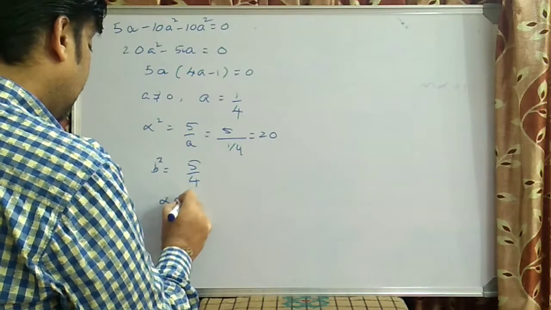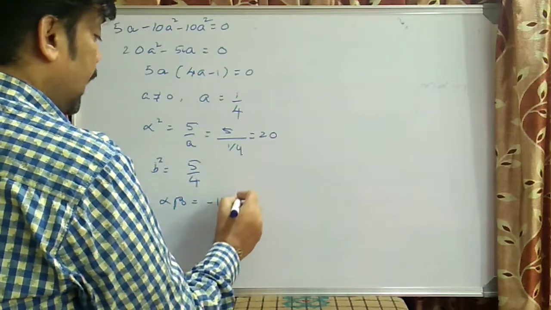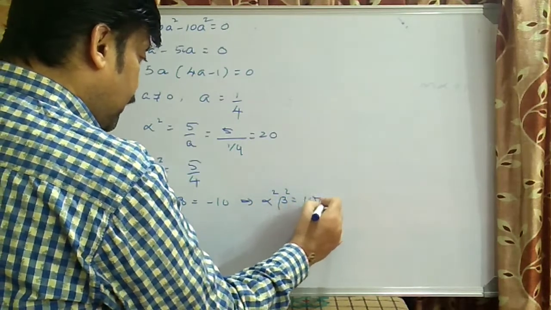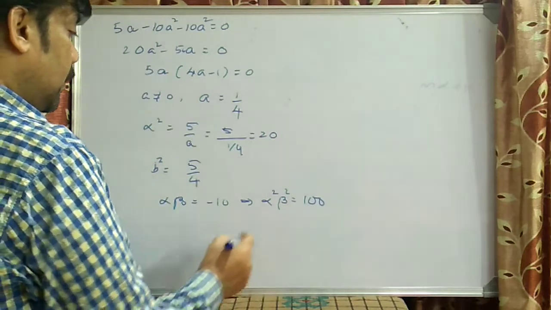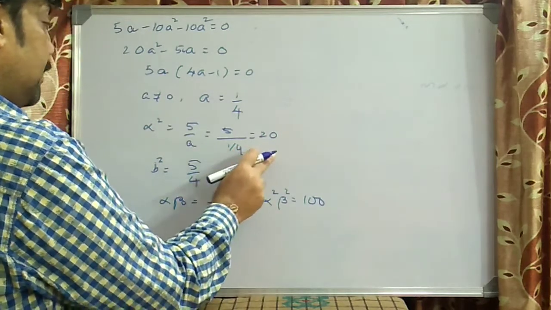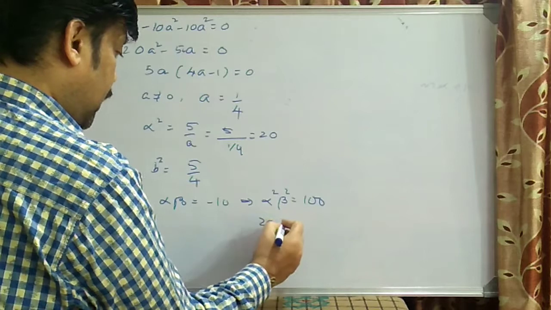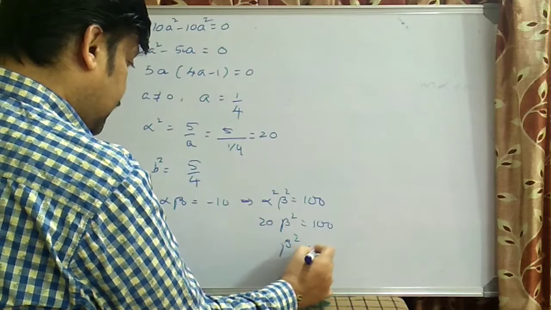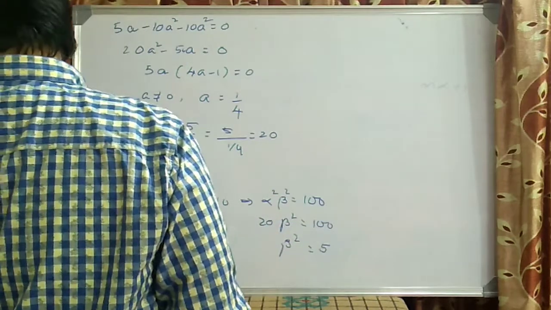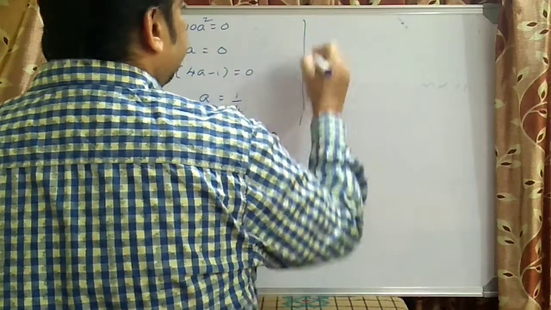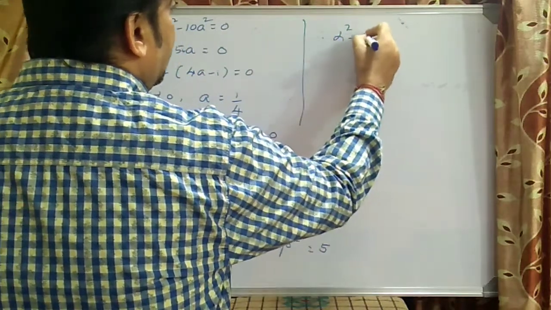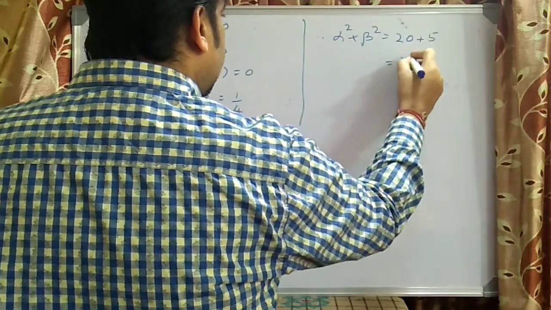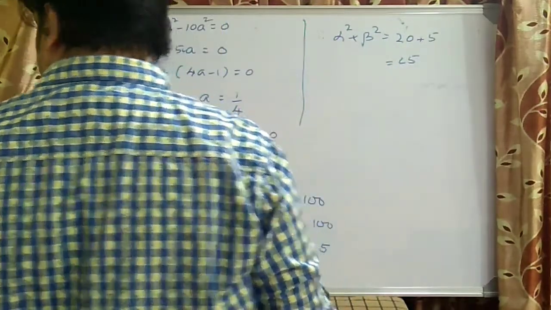We have already got alpha beta is equal to minus 10. That implies alpha square beta square is equal to 100. Now what is the value of alpha square here? Which is 20. 20 into beta square is equal to 100. So beta square is equal to 5. Therefore, alpha square plus beta square is equal to 20 plus 5, which is equal to 25.